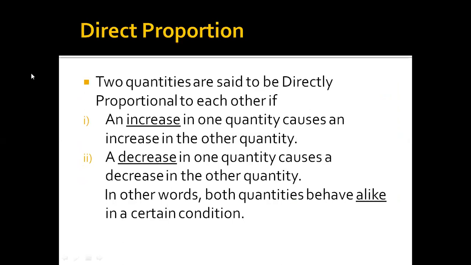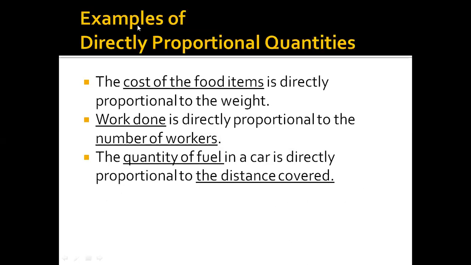First of all, we are going to discuss direct proportion. Two quantities are said to be directly proportional to each other if, number 1, an increase in one quantity causes an increase in the other quantity. Number 2, a decrease in one quantity causes a decrease in the other quantity. In other words, both quantities behave alike in a certain condition. Now let's see some examples of directly proportional quantities in real world context.